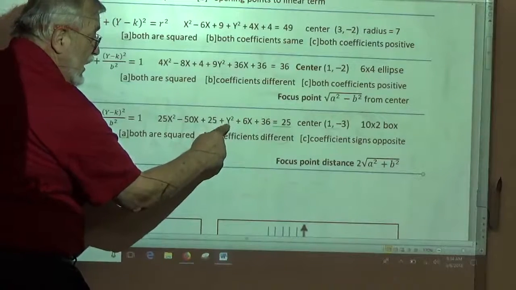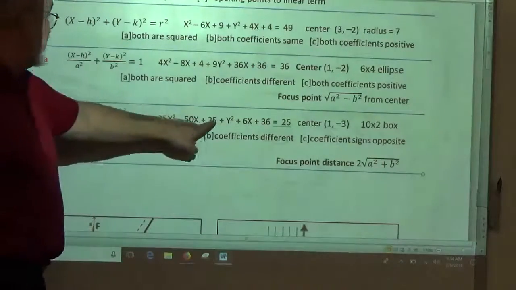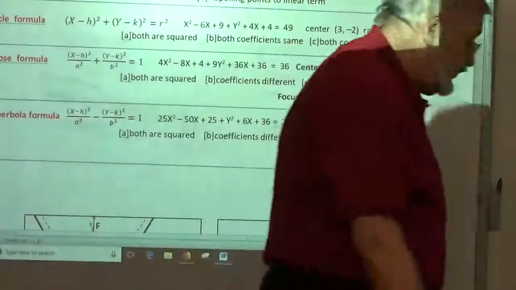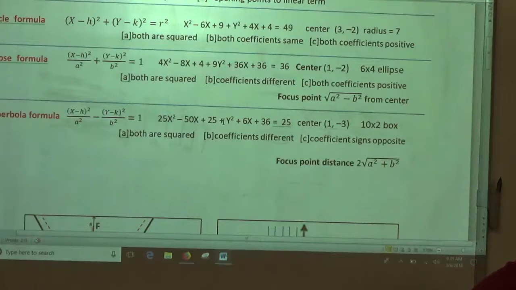Uh-oh, I did it wrong. Didn't change that, did I? This has to be negative, so I better change it before I forget. Why didn't it work?